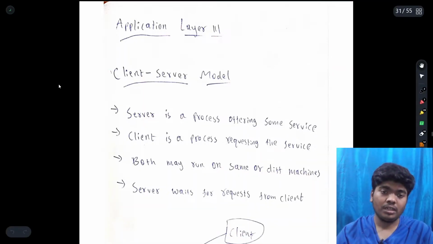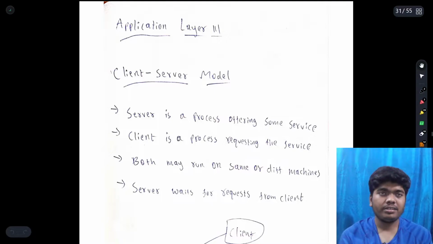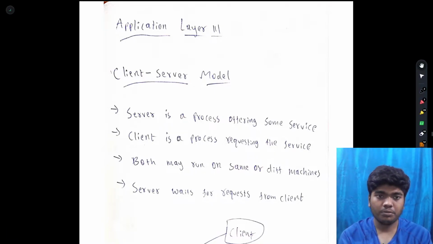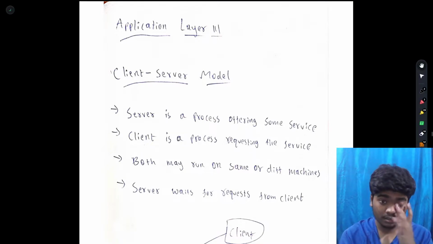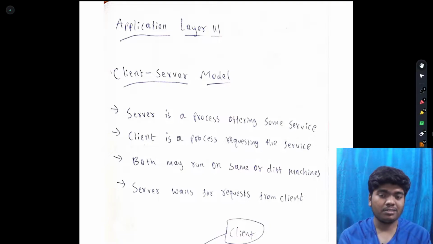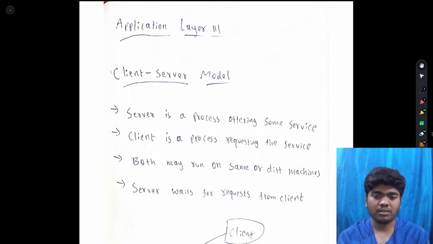In this video, we are going to start with the client server model. Basically, the client server model is something we can just describe as request and demand. If the server is offering some service, then the client is a process which is requesting that particular service. Both may run on the same or different machines. The server waits for requests from the clients.